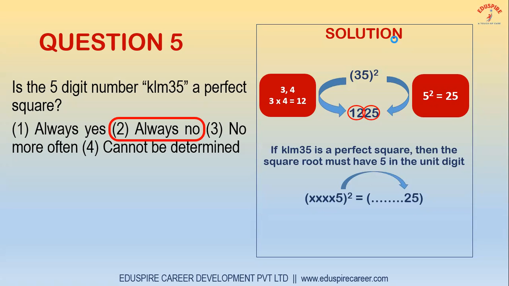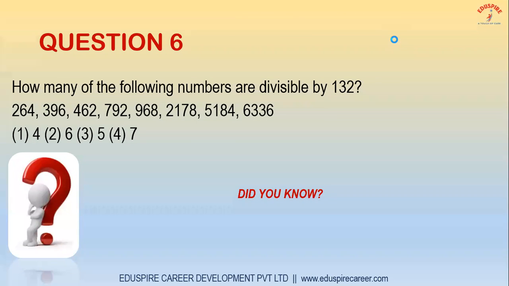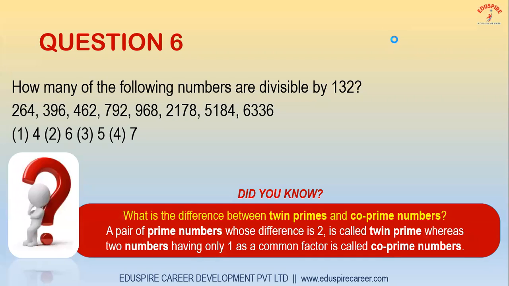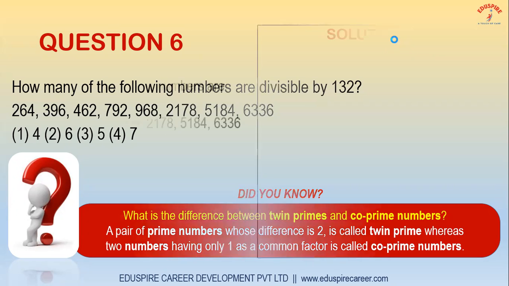All right, guys. I hope that was clear. So we'll move on to the next one. Let's understand this. Given these many numbers, one after the other, we are supposed to decide whether these numbers are divisible by 132. And we will check those things by applying the rules for divisibility.